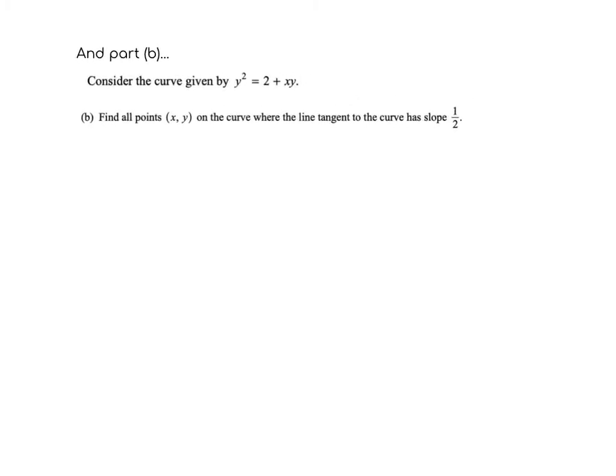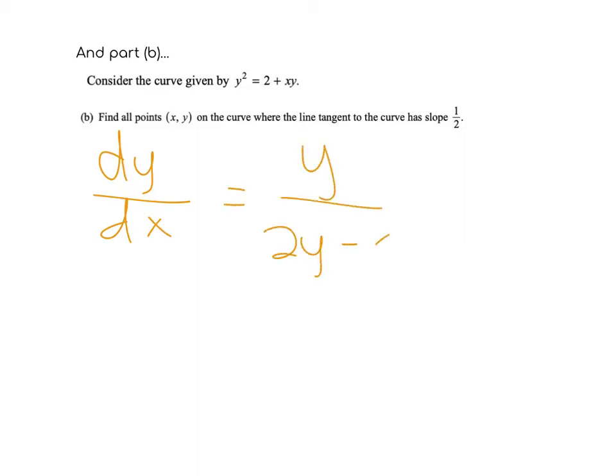And what do we have here? Find all points where the line tangent to the curve has a slope of 1/2. I forgot how to talk there. I'm sorry. So we just have to remember what our dy dx was. So our dy dx was y over 2y minus x. And we want to know, when does that equal 1/2?